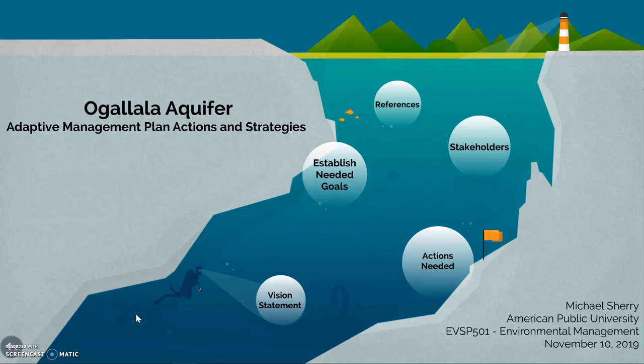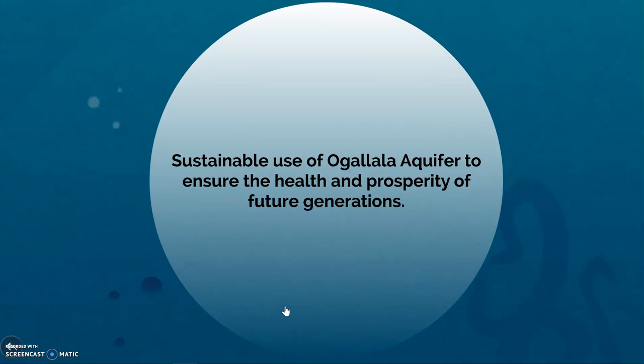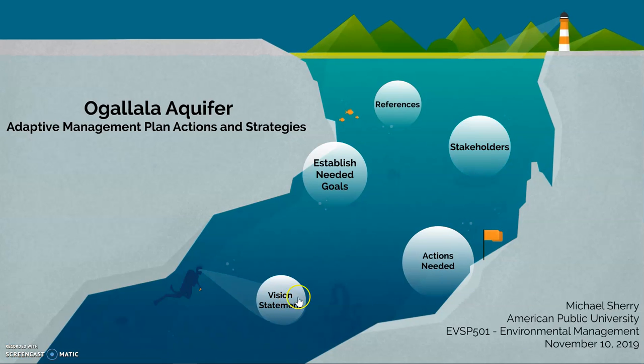Today we're going to talk about some actions and strategies moving forward, things that we need to get done. Just to reiterate, we'll go back to the vision statement, and the vision of the plan is sustainable use of the Ogallala Aquifer to ensure the health and prosperity of future generations. The goal here is to establish methods and goals and a plan basically to allow for the regeneration of the aquifer to sustainable levels.